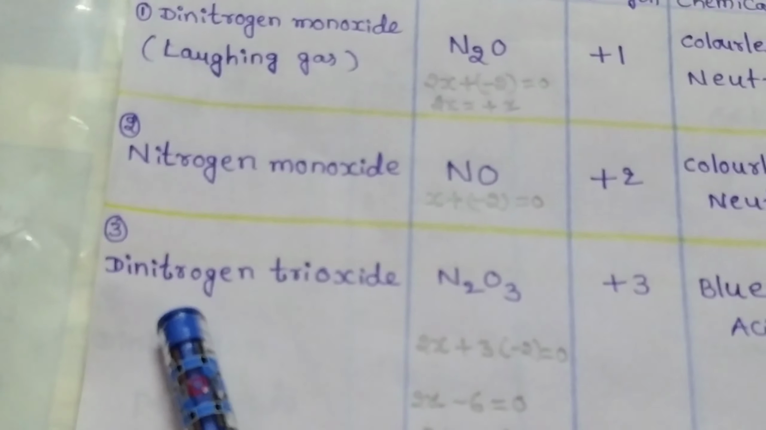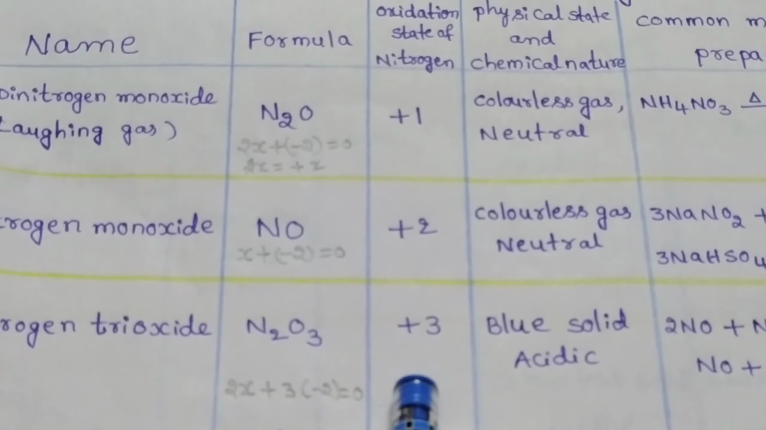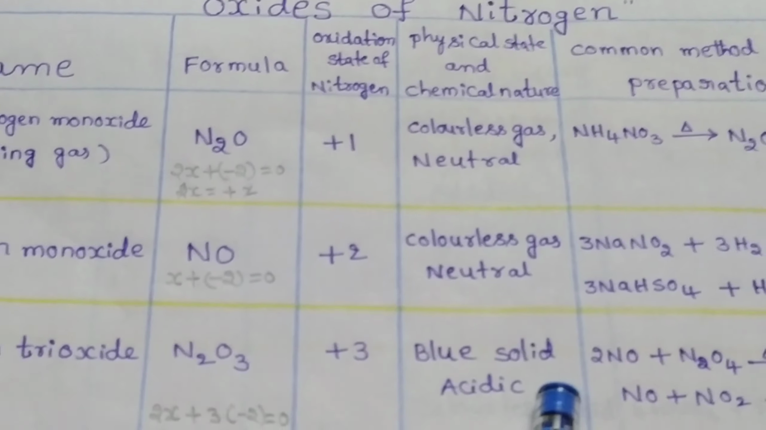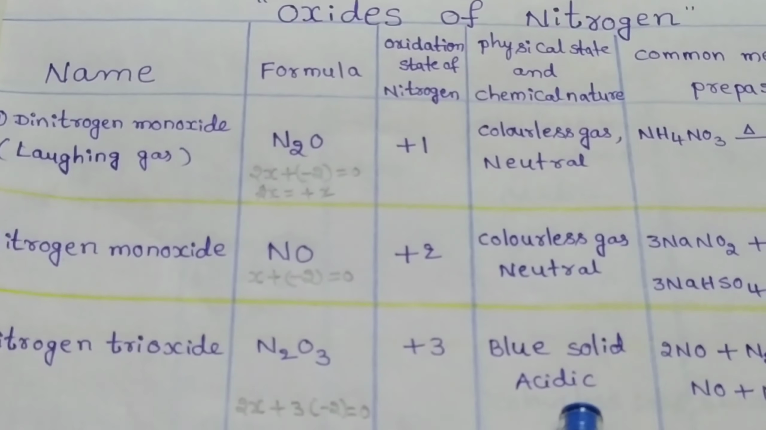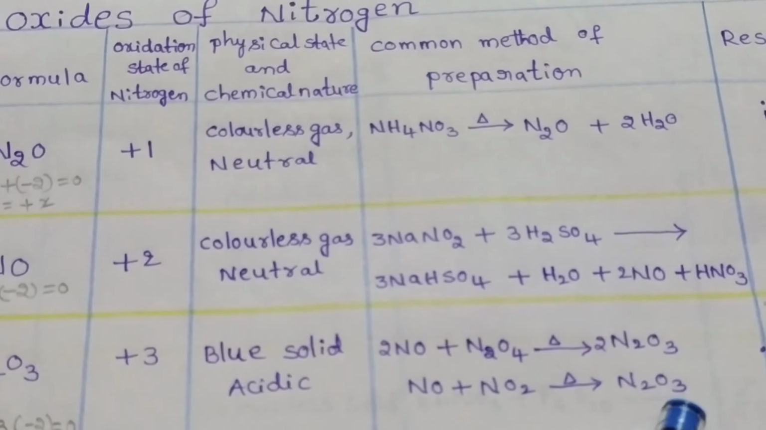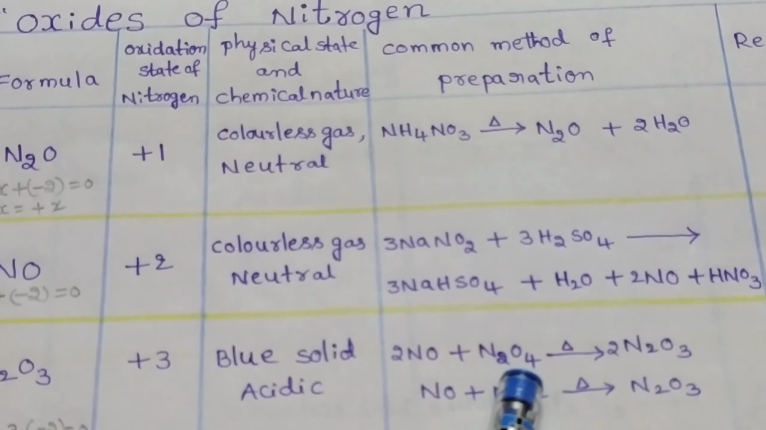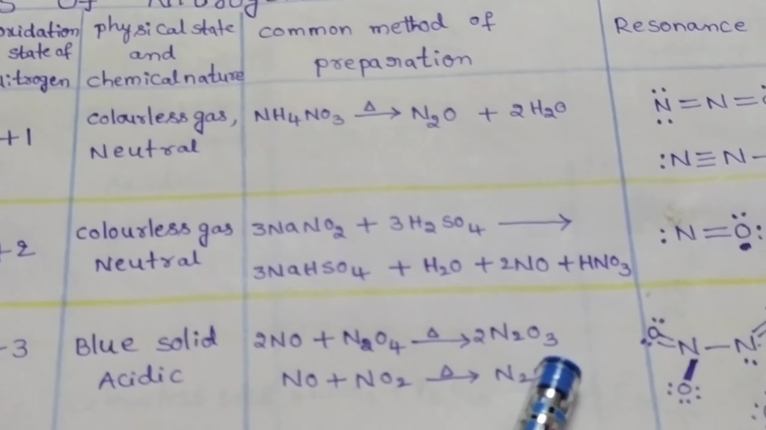Now we discuss dinitrogen trioxide. Formula N2O3. Oxidation state is +3. It is a blue colored solid. This dinitrogen trioxide is acidic in nature. How can we prepare it? When nitrogen monoxide is reacted with nitrogen dioxide, it forms dinitrogen trioxide, or when 2 moles of nitric oxide are reacted with dinitrogen tetroxide, it forms dinitrogen trioxide.